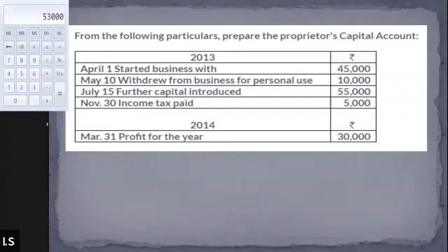All right, then on July 15, we have introduced a further capital of 55,000. And at the end of the year, we have made a profit of 30,000, right? So this one is pretty similar to the previous one. I want all of you to solve this question. I'm giving you 5-7 minutes. Prepare the proprietor's capital account.